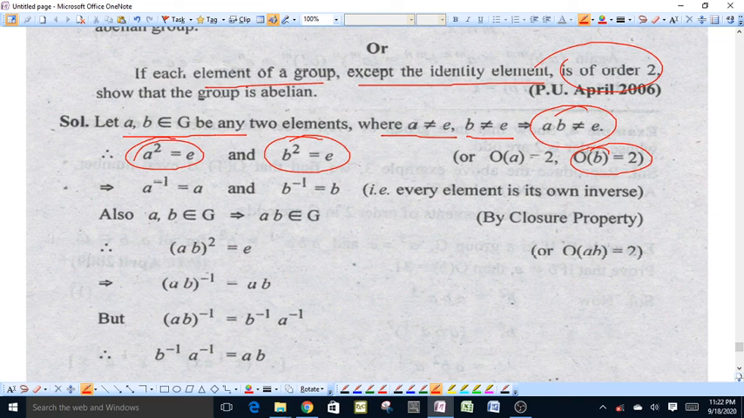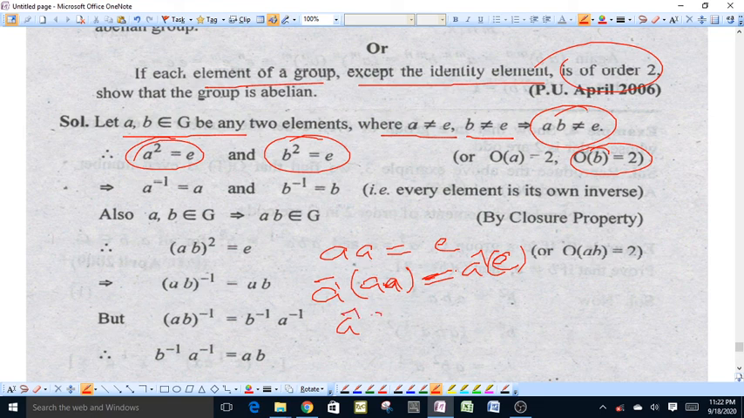a square equal to e, this means a dot a is equal to e. Multiplying by a inverse: a inverse (a a) is equal to a inverse e. After using the associative law, a inverse a is equal to a inverse e is equal to e. This is equal to e, that implies a is equal to e.